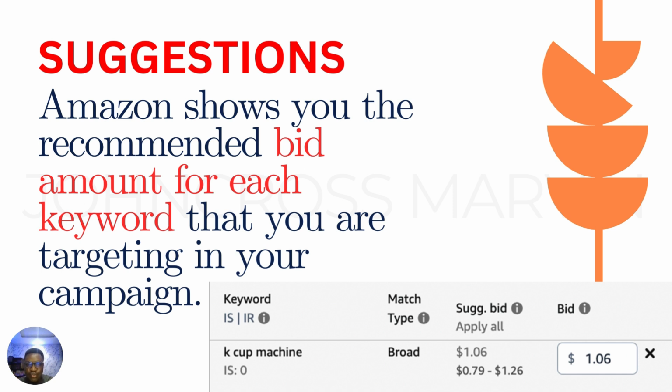So Amazon shows you the recommended bid amount for each keyword that you are targeting in your campaign. You see something like this: suggested bid 1.06, 0.79 to 1.26. This is their suggested bid. So if you see a suggested bid like this, even if you want to bid lower than this, don't go too far away from this suggested bid, because if you do that, you are exposing your ad to low visibility.